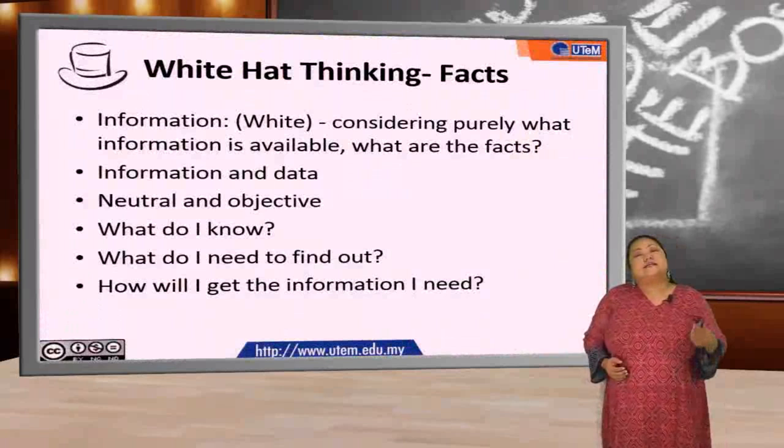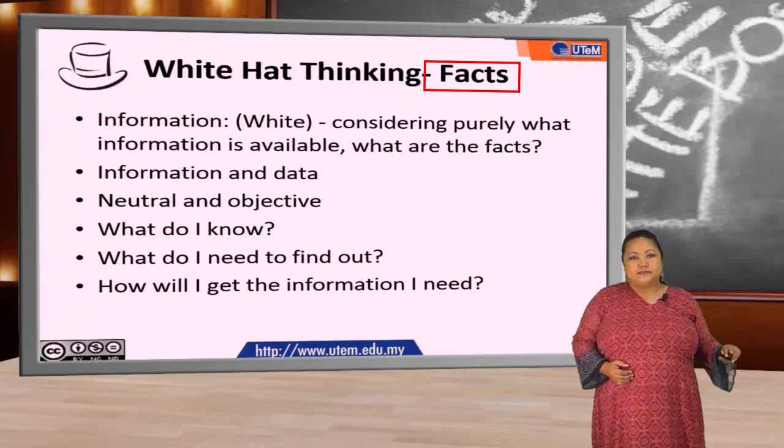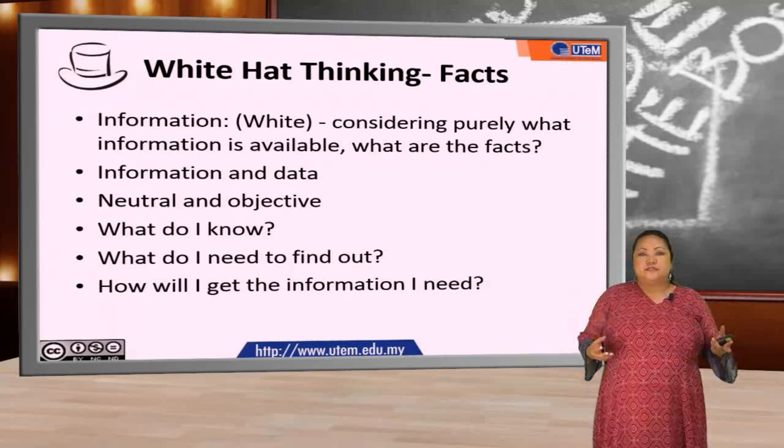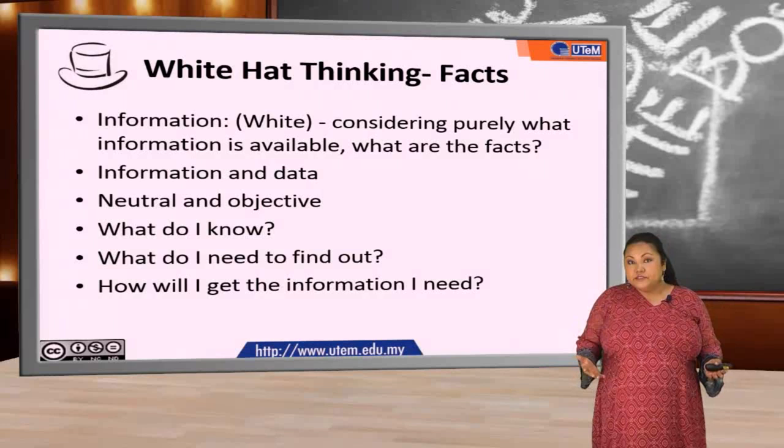Next is the white thinking hat. The white thinking hat is all about facts. You're not talking about whether this is good or this is bad. No. What do you have? What information do you have? What more information do you need? How are you going to get it? This is all about the information.